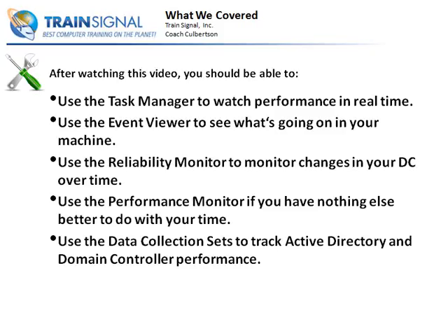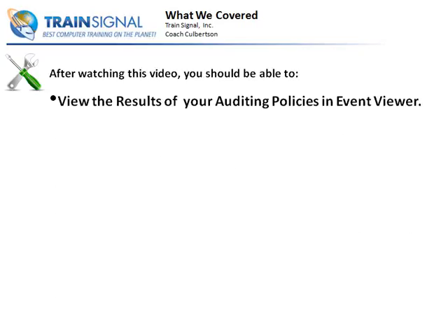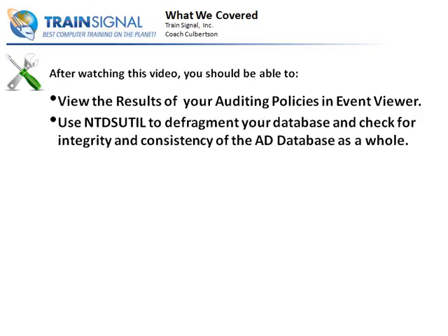So again, you should be able to use one of my new favorite tools, which are the data collector sets, to track Active Directory and domain controller performance. Those are some of my favorite tools nowadays. You should be able to enable the auditing policy for the default domain controller GPO or for the default domain for object and account access through directory service access. You should be able to view the results of your auditing policies in the event viewer. I showed you how to do that. Remember, that is in the security log, okay? And I've also shown you how to use NTDSUTIL to defragment your database and check the integrity and consistency of that database as a whole.